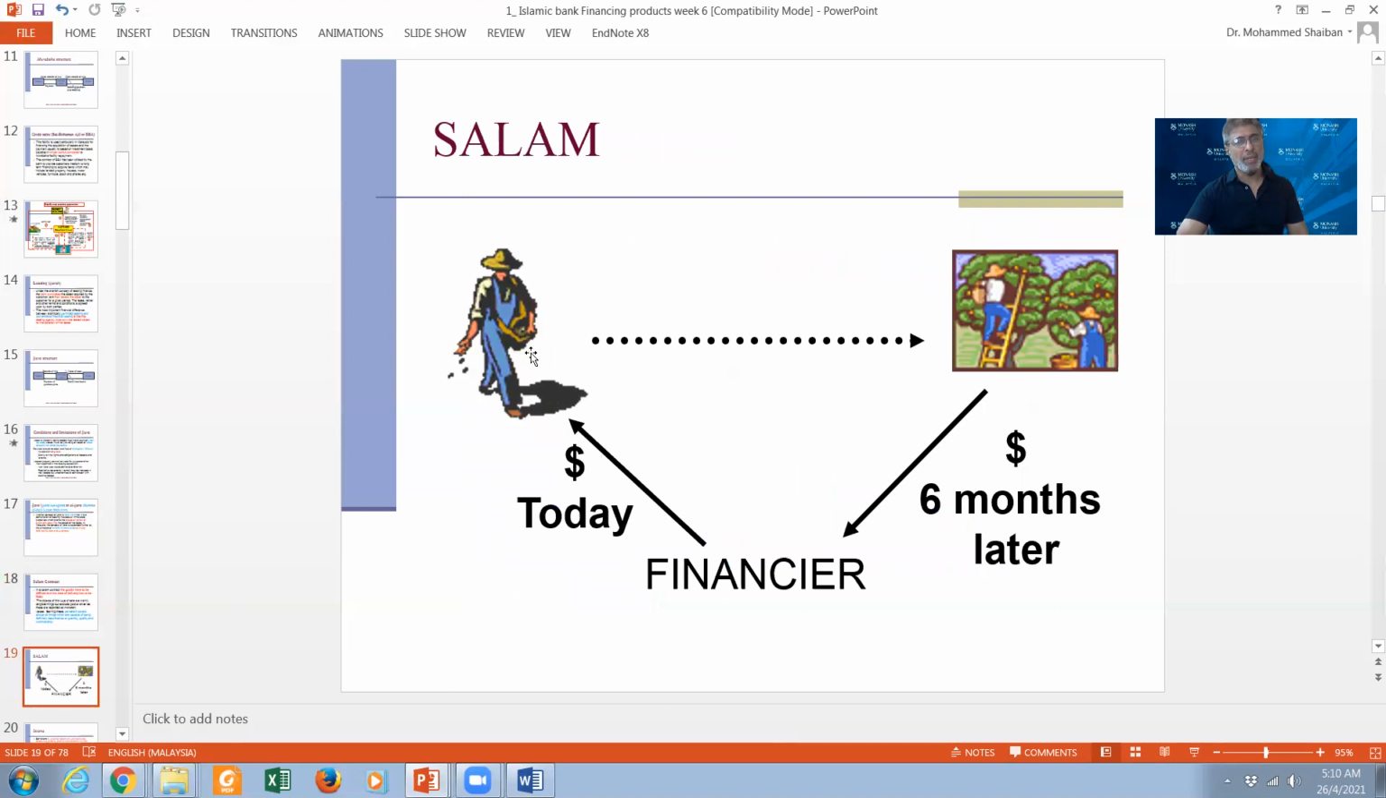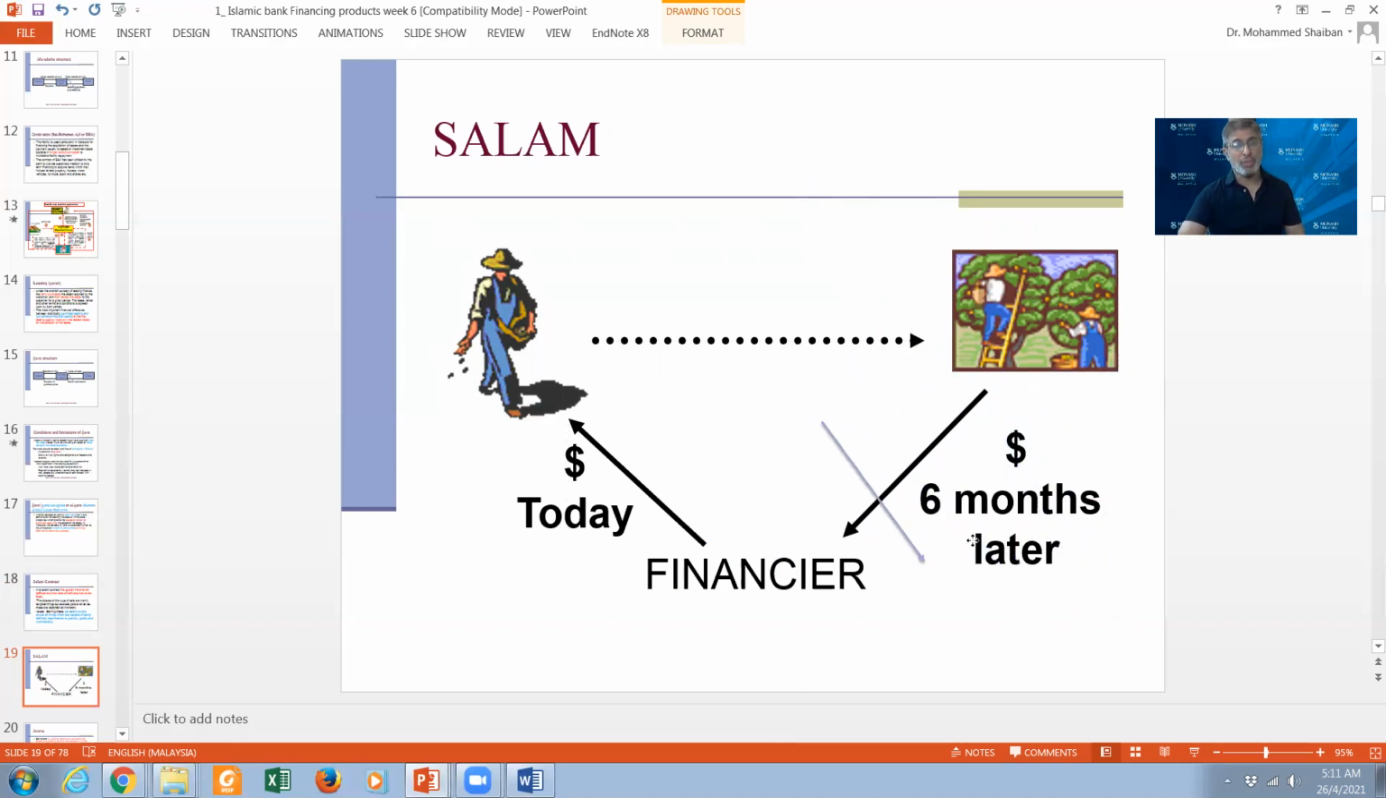So today, I will give you the money. You need to start dropping the seeds, preparing the land, bringing the labor to cultivate for 6 months. Then when it is ready, so this is today when you receive the money and you start the product. Then when you finish, you will give it to the financier 6 months later. And this 6 months has to be fixed.